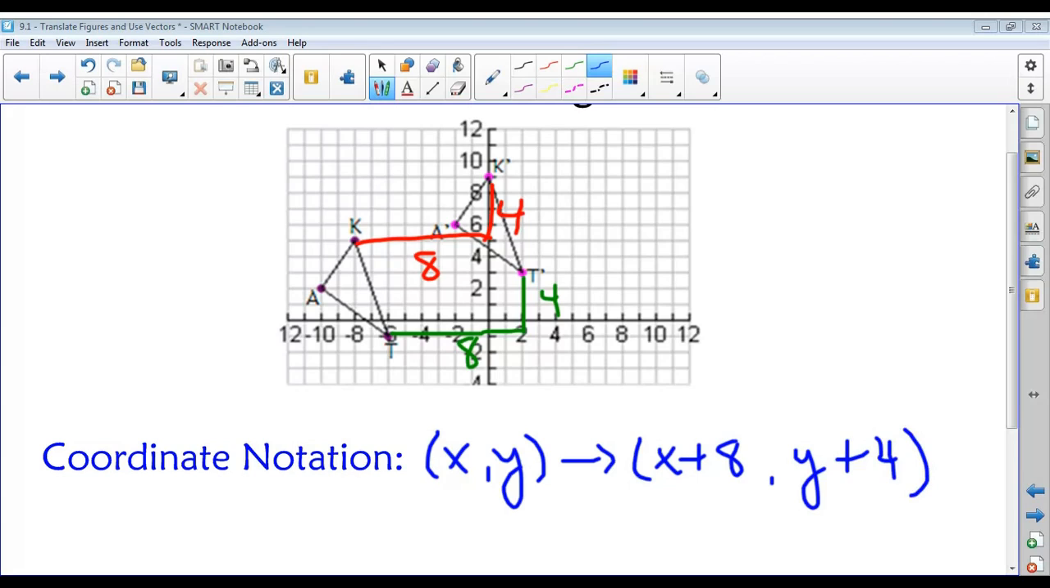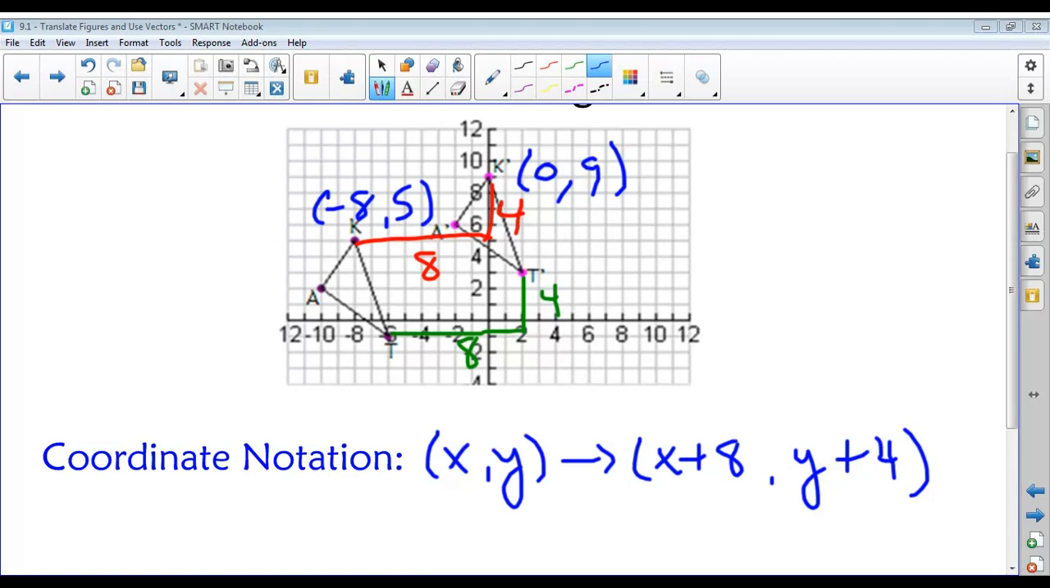So this is called the coordinate notation. You have an original set of coordinates x, y, and the new set of coordinates are given by this rule. And if you check that, if you take K, it has coordinates of -8, 5. And if you check where K prime is, that's 0, 9. That clearly follows this rule. If you try to add 8 to the x and add 4 to the y, it would get you to the image there.